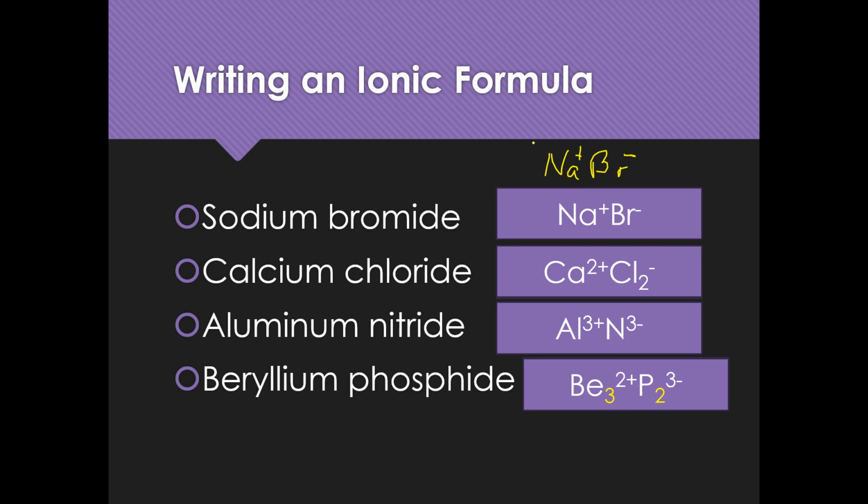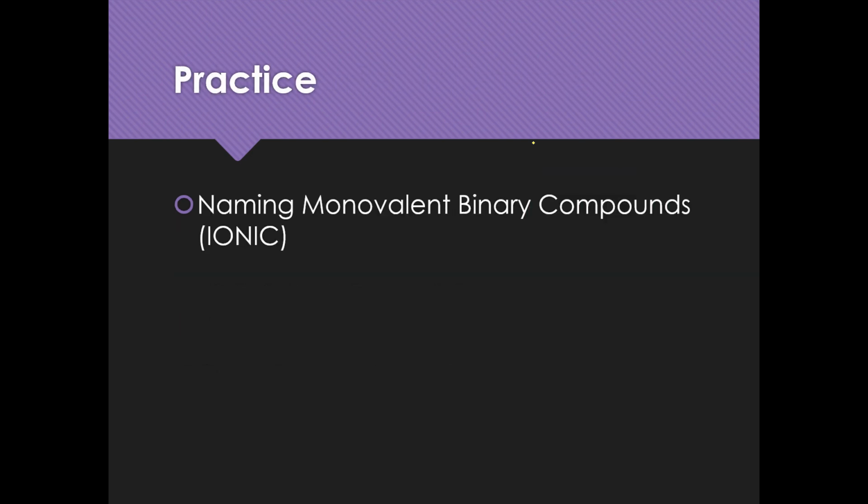So at this point, you should be able to do the next page of the homework packet, talking about how to name monovalent binary compounds. Monovalent means elements or ions that only have one possible charge. So I have 2 more days of this to do. Let's pick them up on the next video.